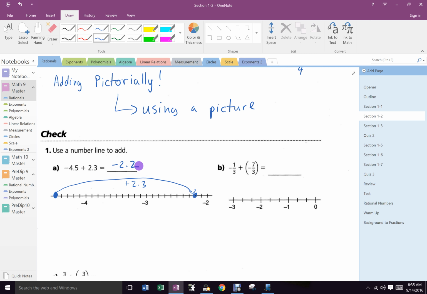All right? Now, what about this one? Where do I start? Left of 0, how many steps? 1 in this case, because this is split into thirds, isn't it? And then, where do I go? 7 more steps to the left. 1, 2, 3, 4, 5, 6, 7. And where do I end up? Negative 2 2/3. Cool? Everybody good? All right.